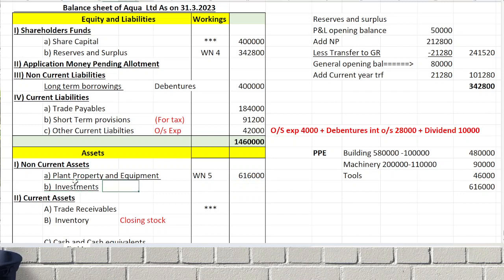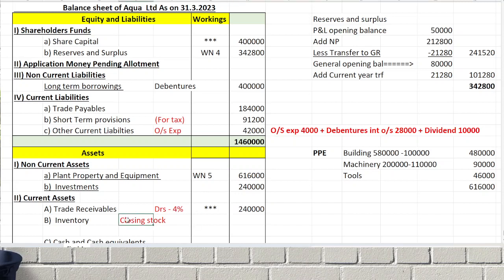Investments, look, are there long-term investments? 2,40,000. Trade receivables, debtors minus the 4% provision. Debtors minus 4% provision, 2 lakh 50. How much have they given in the balance sheet? If we deduct the 4% provision, 2,40,000.